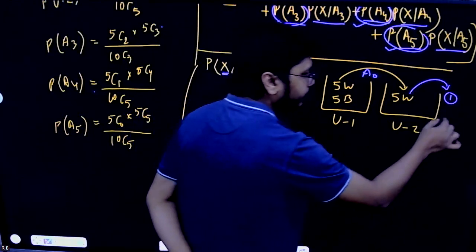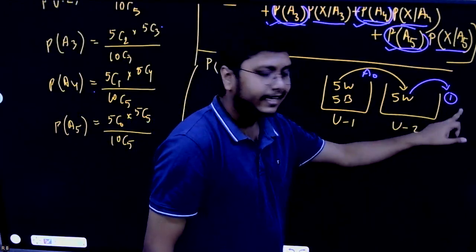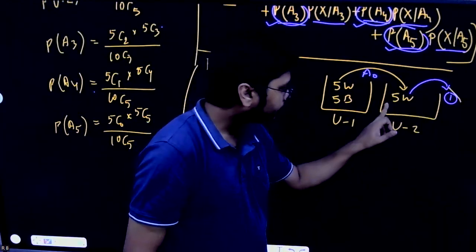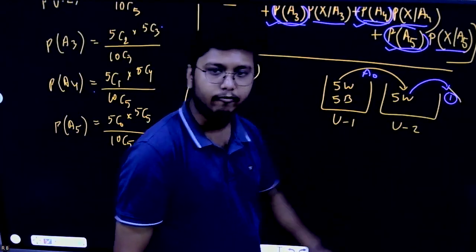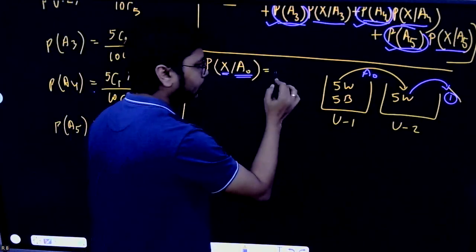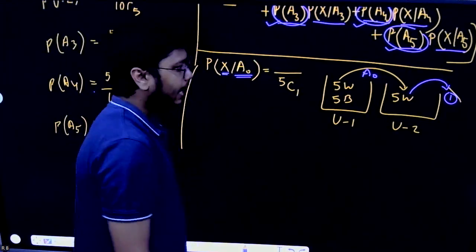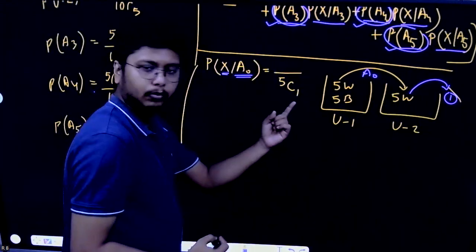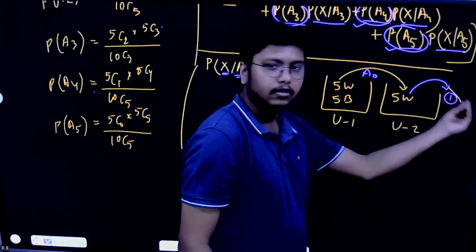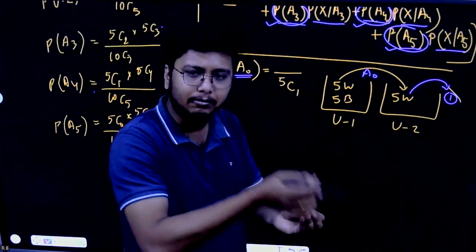So what is the probability of this happening? So if I want to select one white ball from 5 white balls, how can that happen? I have 5 white. So out of the 5 white balls, I can select any one of them. And that is the total possibility. And again, what is my favorable case? My favorable case is again out of the 5 white, I'm selecting any one.